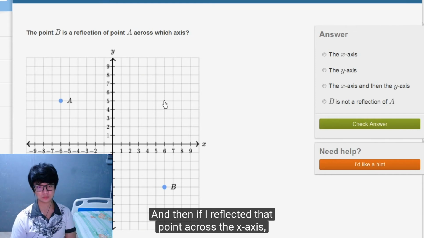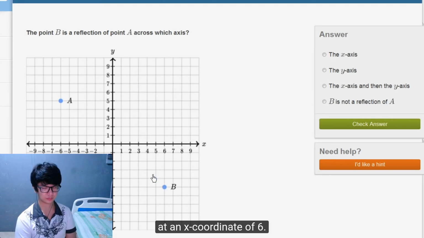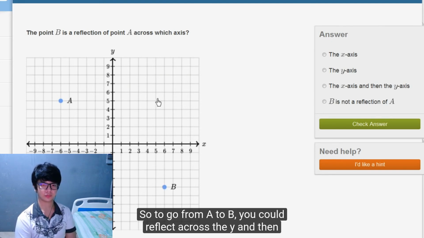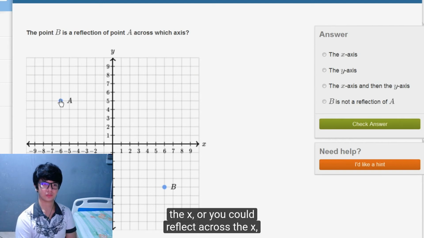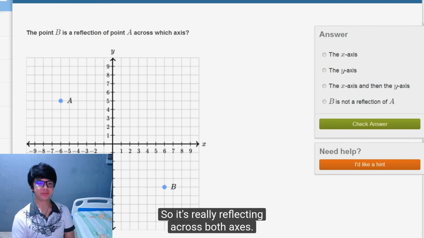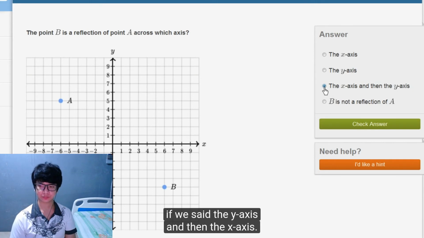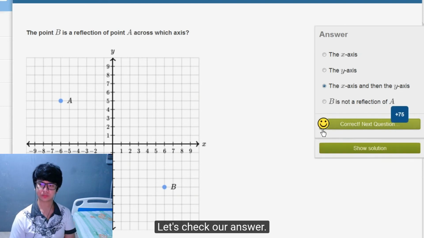And then if I reflected that point across the x-axis, then I would end up at 5 below the x-axis at an x-coordinate of 6. So to go from A to B, you could reflect across the y and then the x, or you could reflect across the x. It would get you to -6, 5, and then reflect across the y. So it's really reflecting across both axes. So we would reflect across the x-axis and then the y-axis. It would have also been legitimate if we said the y-axis and then the x-axis. Let's check our answer. We got it right.